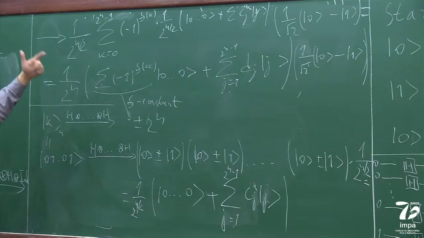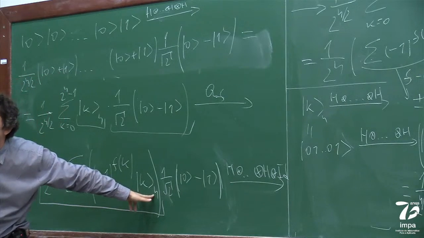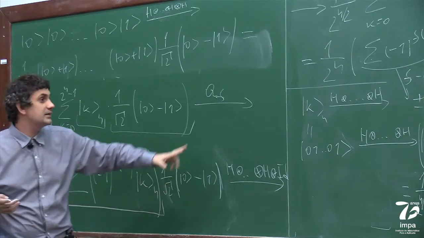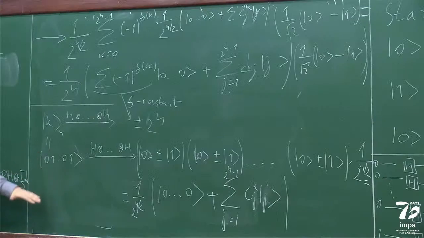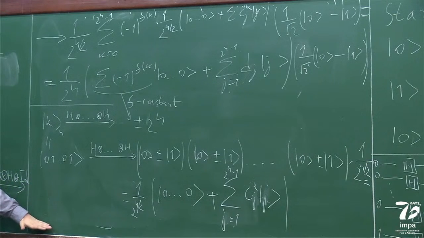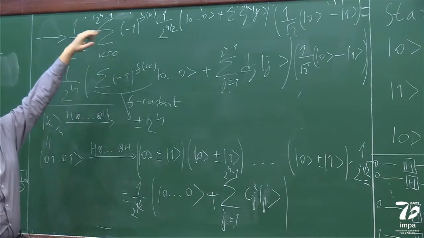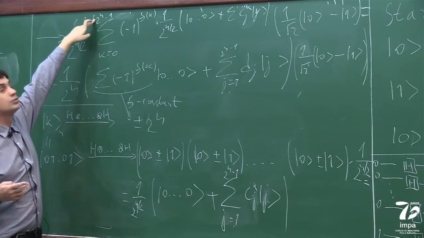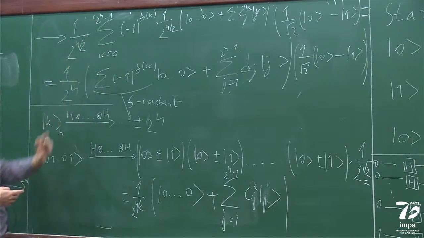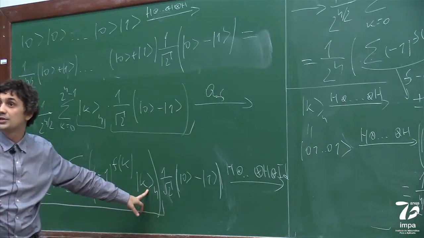So look, this is a tricky moment. This is the moment when you really have to pay attention to what is going on. So I took each particular k here and applied the thing in the bottom part of the blackboard. So I write it here, for k from 0 to 2 to the power n minus 1, which corresponds exactly to the k in this formula.